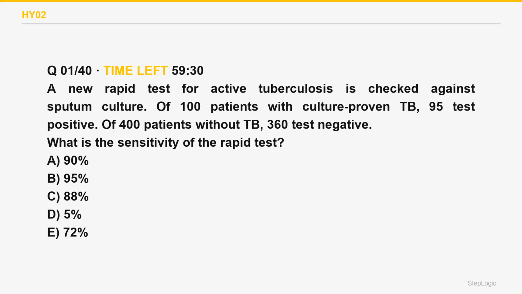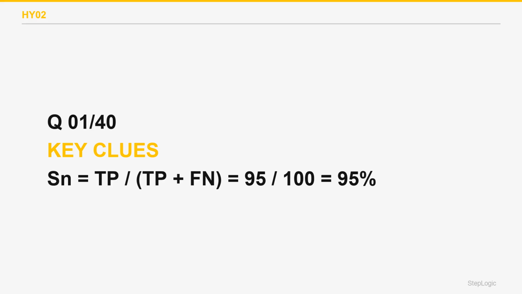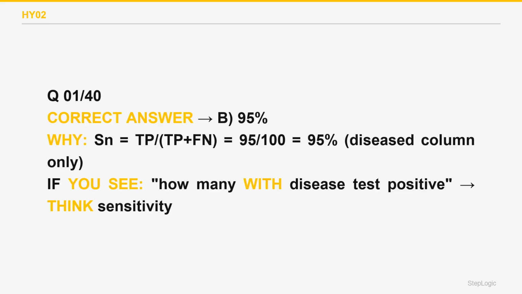Sensitivity. Sensitivity is true positives over everyone who truly has the disease. Sensitivity is the fraction of people with the disease that the test correctly calls positive: true positives divided by all who have the disease. Here, 95 of the 100 culture-proven TB patients test positive, so sensitivity is 95 over 100, or 95%. Sensitivity looks only at the disease column. The correct answer is B.